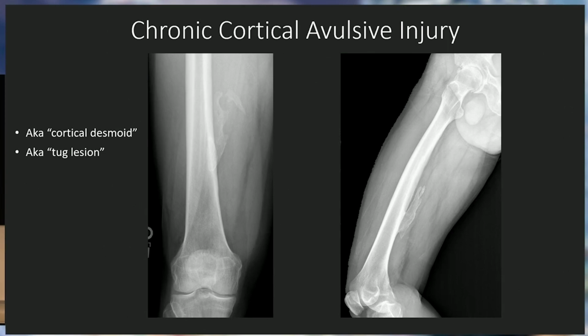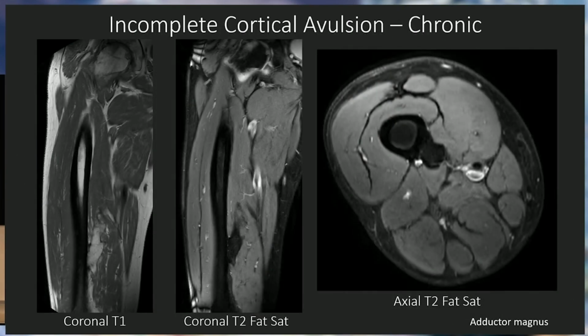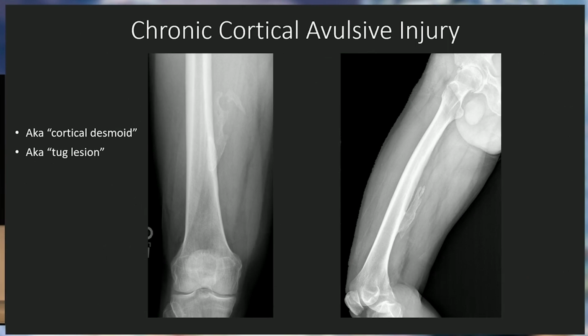These sometimes get called osteochondromas, right? Osteochondromas are technically a bone tumor that grows out from the medullary cavity and contains cortex. But the difference between a tug lesion or cortical avulsion injury and an osteochondroma is that an osteochondroma communicates with the medullary cavity. These tug lesions are purely cortical periosteal lesions. They don't communicate with the medullary cavity. And the key is that they're associated with tendon or ligament attachments.